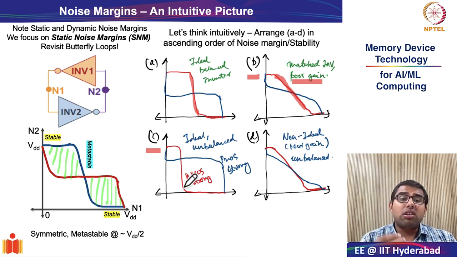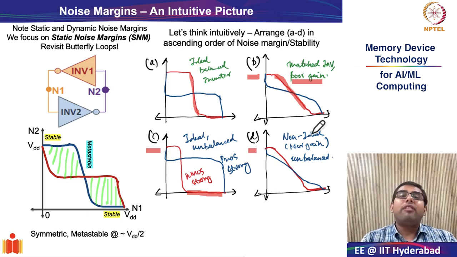non-balanced inverter. They are constructed using non-balanced inverters, whereas inverter 1, which I have indicated with the red curve, has a very strong NMOS. That is why the pull down effect is stronger. You see, the transition is much earlier on the x-axis, whereas for the blue curve, the PMOS is stronger, and therefore the transition is much closer to 1. Okay, so this is the characteristics of the SRAM cell shown in C.